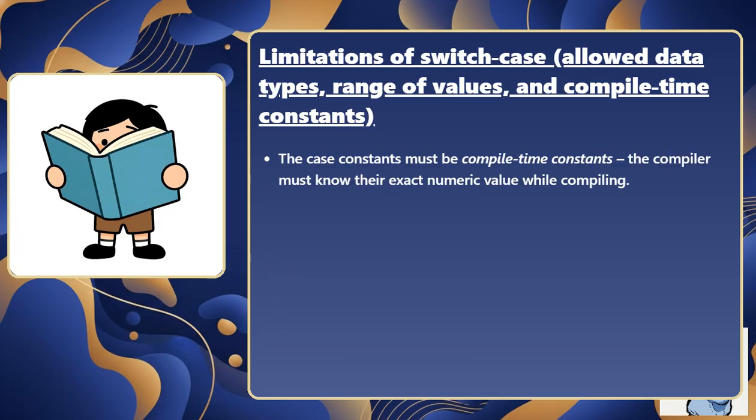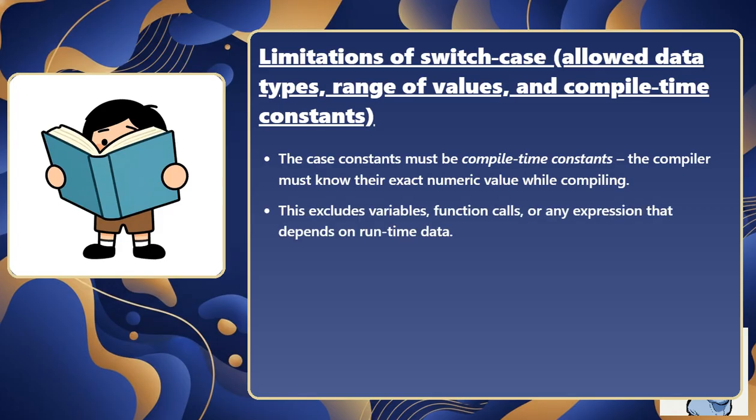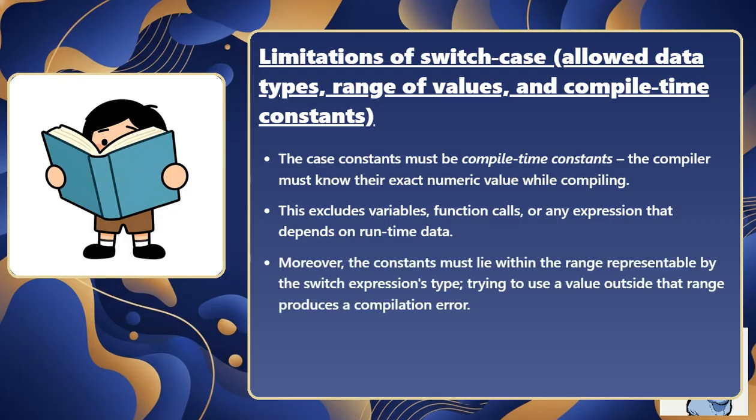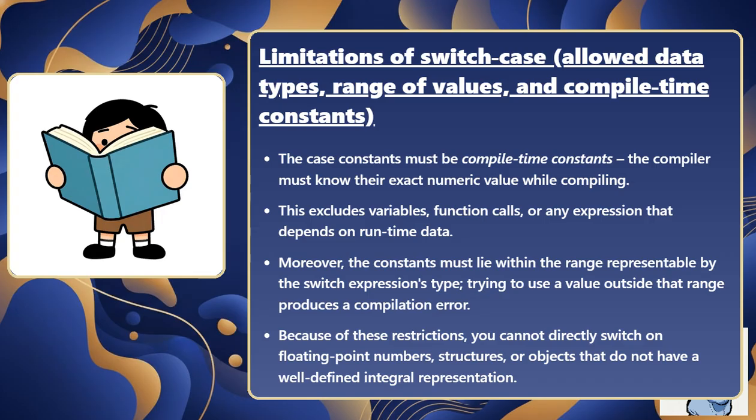The case constants must be compile-time constants. The compiler must know their exact numeric value while compiling. This excludes variables, function calls, or any expression that depends on runtime data. Moreover, the constants must lie within the range representable by the switch expression's type. Trying to use a value outside that range produces a compilation error. Because of these restrictions, you cannot directly switch on floating point numbers, structures, or objects that do not have a well-defined integral representation.